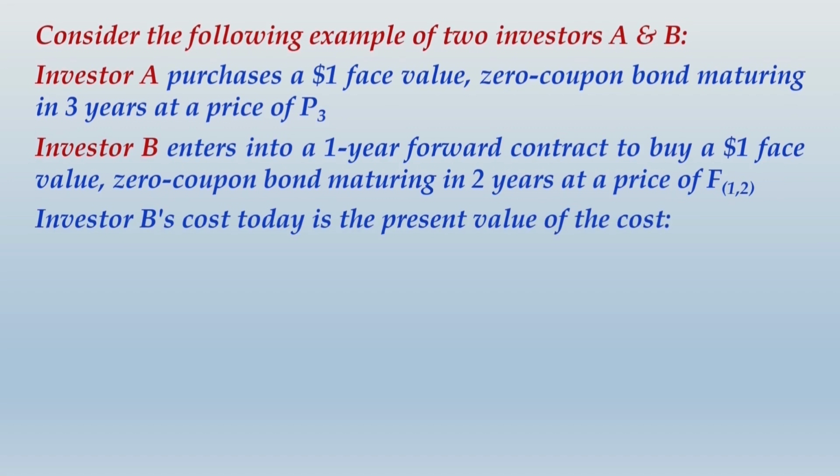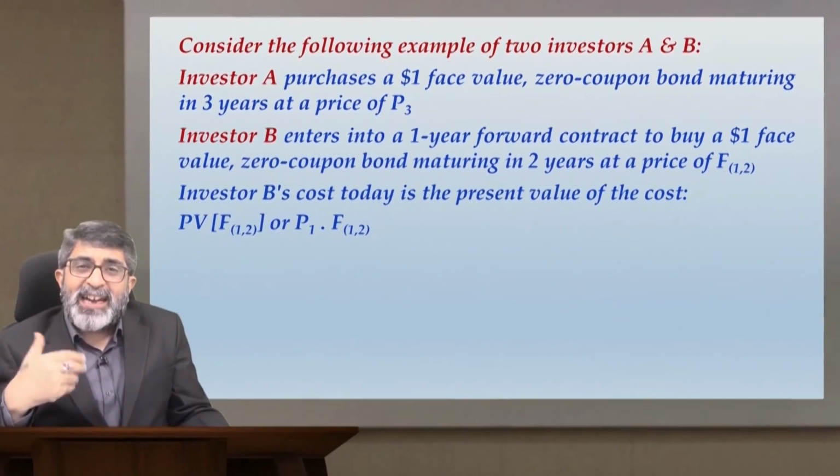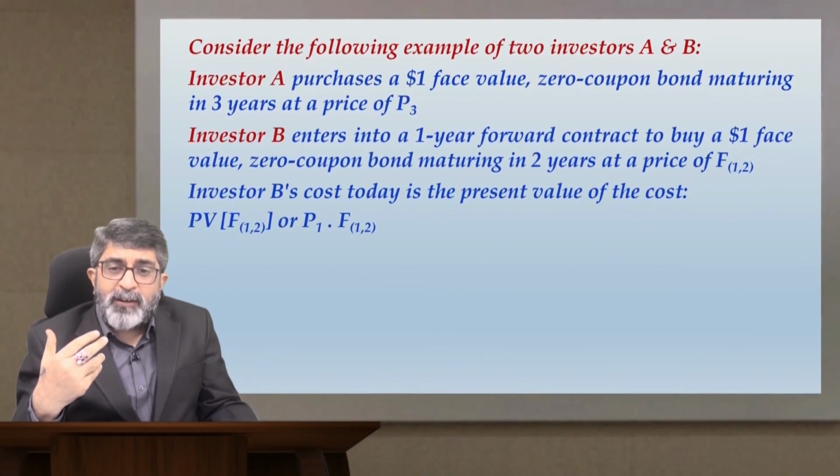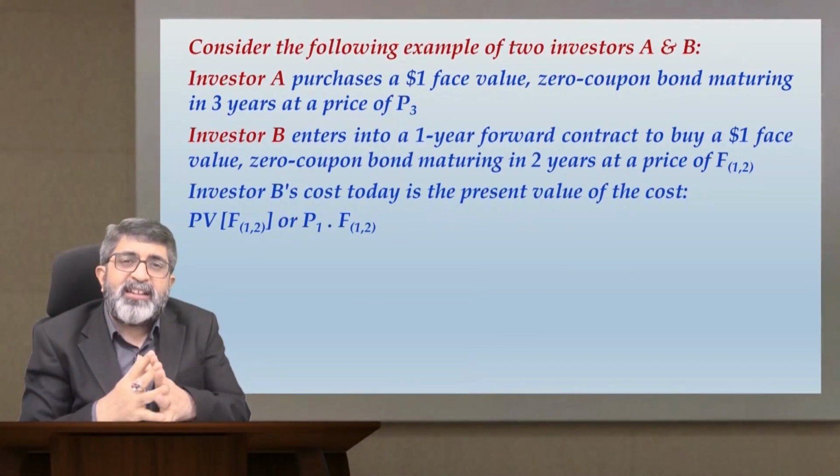Now, investor B's cost today is the present value of the cost. So, the present value of cost will be PV of F1,2. Now, F1,2, you want to convert this in terms of present value. So basically what I am trying to explain over here, again don't get carried away by notations and formulas, try to understand this logically.